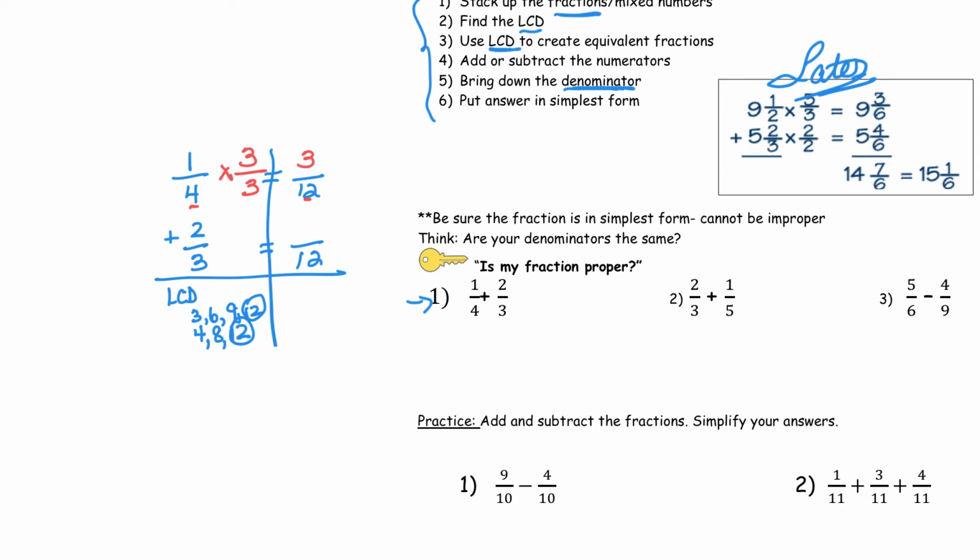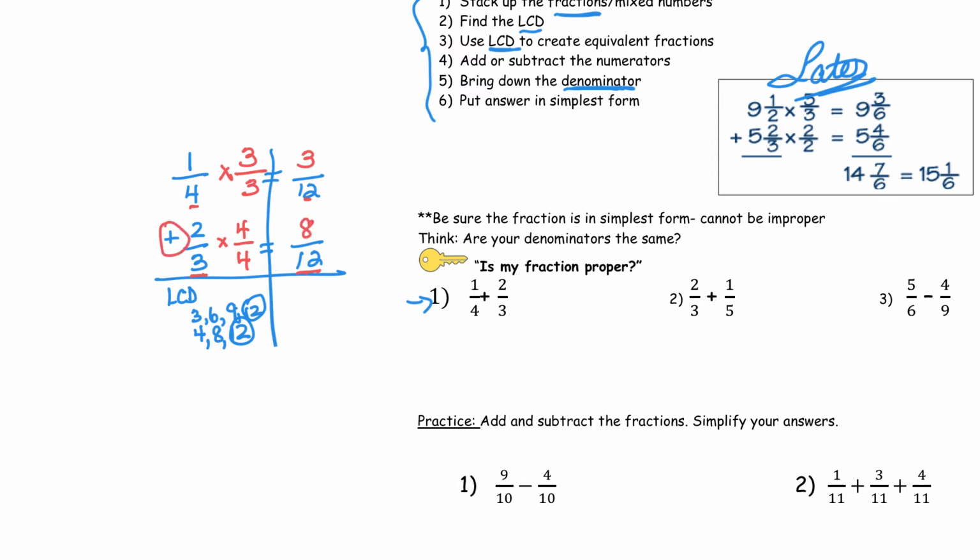The next thing I'm going to do is the same thing for 2/3. So now for 2/3, I say to myself, 3 goes into 12 how many times? 4. Or I say to myself, 3 times 4 is 12, so whatever I do to the bottom, I have to do to the top. So 3 times 4 is 12, 4 times 2 is 8.